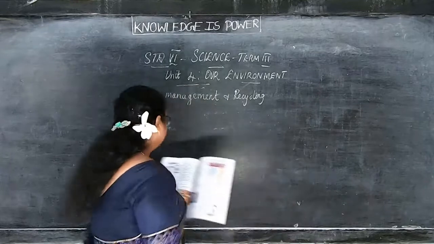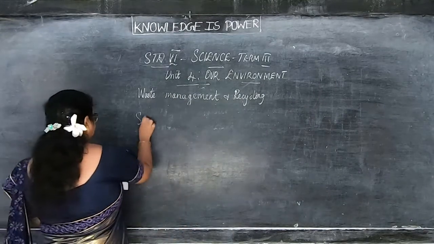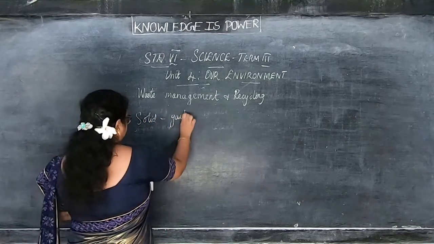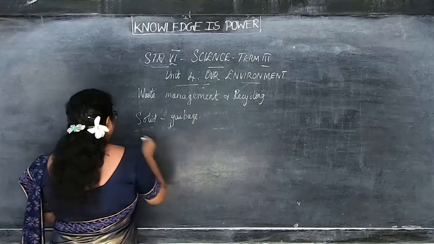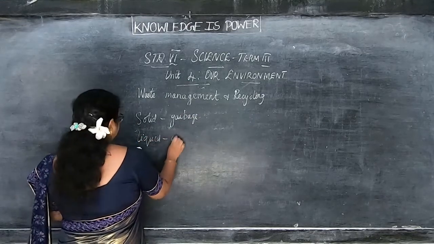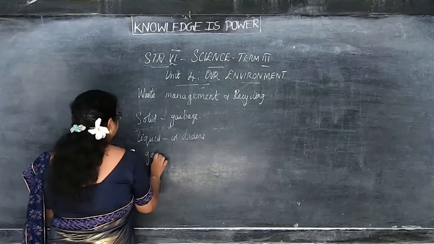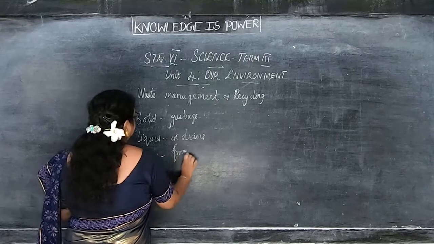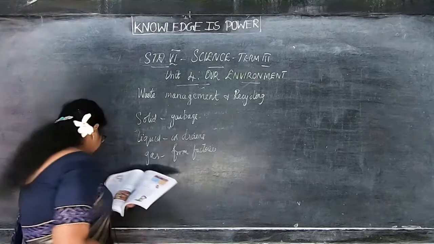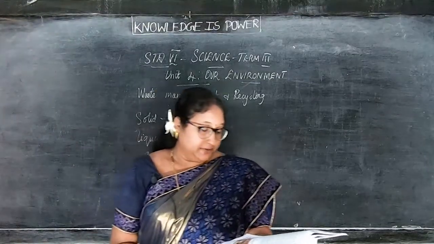What are the three types of waste? Liquid, gas and solid. Solid means our garbage, the rubbish we throw. Liquid is in drains, and then gas from factories. All these are waste. Okay, pollution. Then biodegradable and non-biodegradable waste.